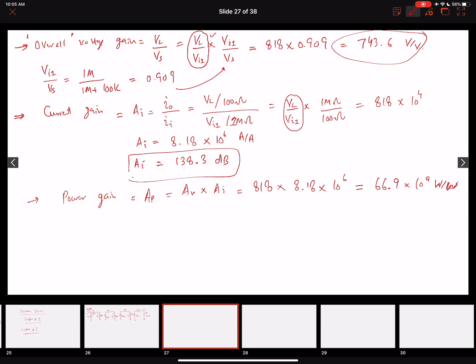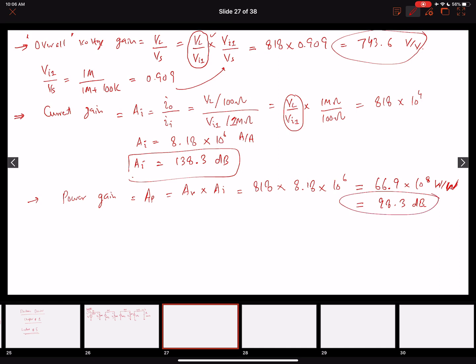Again, it's power, the units are watts. And if you convert that, the formula for expressing the power gain in decibels is 10 log of the modulus of power gain. So it is going to come out to be 98.3 decibels. Okay, so this is how we ended up determining all the values.